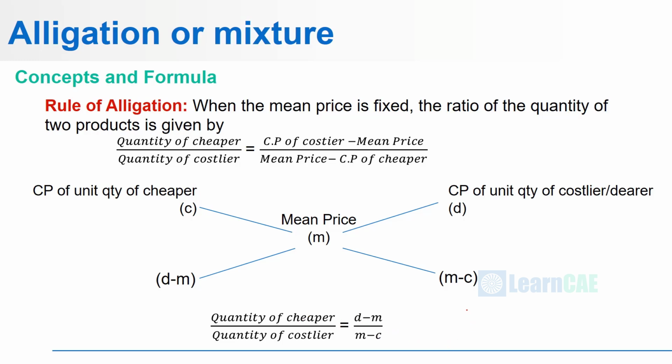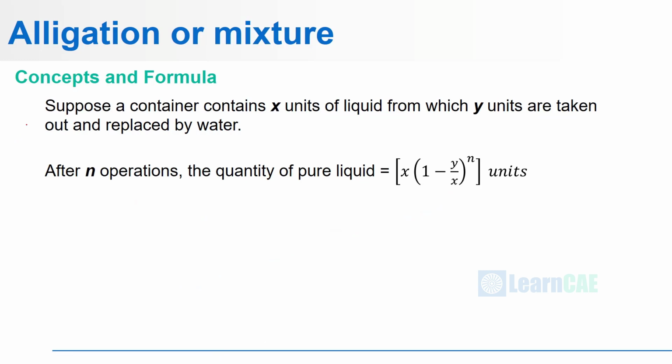You can pause the video and understand the concept once again. Please note that the values C and D represent the cost price of unit quantity of either the cheaper or costlier product. So whenever the total value is given, we have to find out the unit quantity price and calculate the ratio of quantities. Okay. Next one.